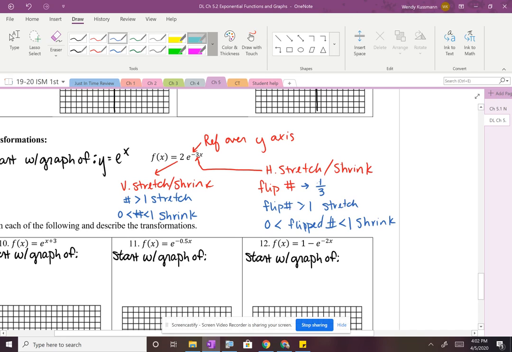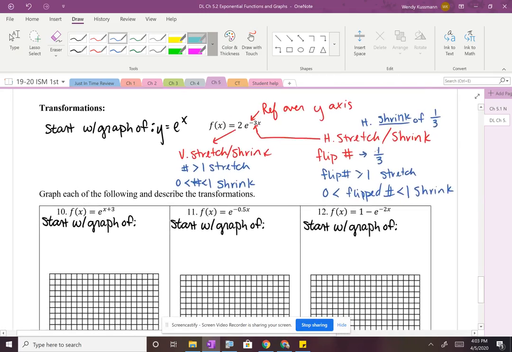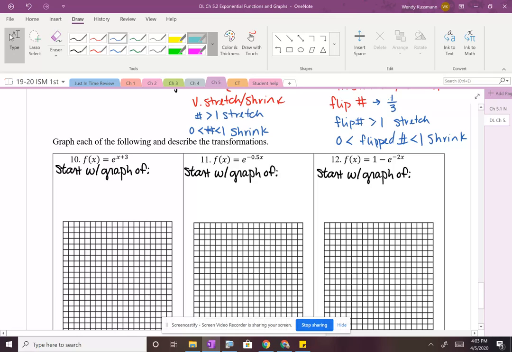So multiplying our x values by 3 in this case is a horizontal blank of, we flipped our number, which is 1/3. That 1/3 is in between 0 and 1, so this is a shrink. Remember, I flip it and then I decide whether it's a stretch or a shrink. So that's how you would do the transformations here. I just reminded you about vertical and horizontal. Horizontal, you always have to flip your x value before you decide whether it's a stretch or shrink.